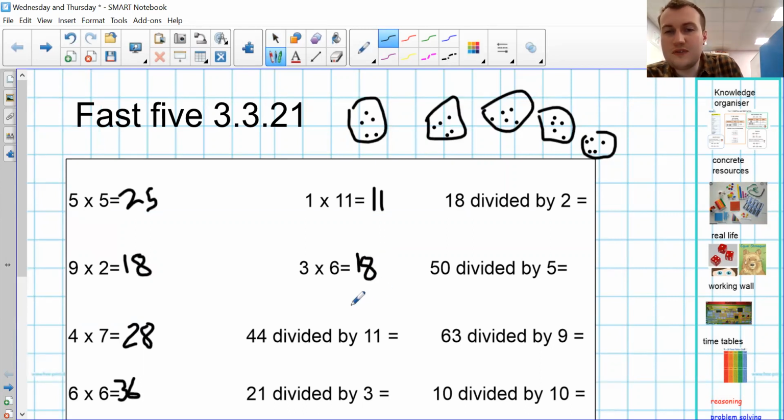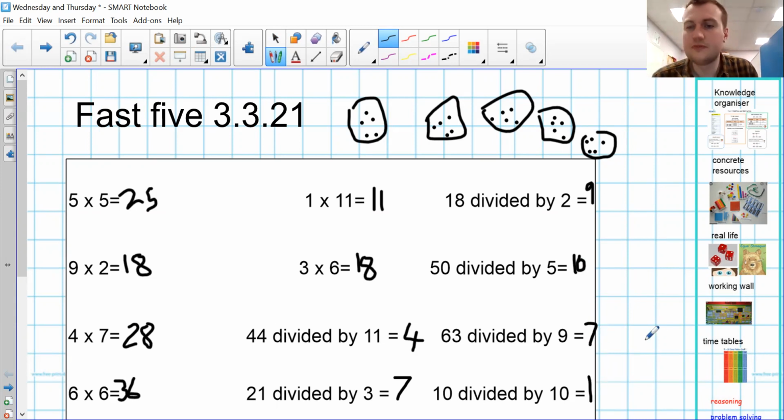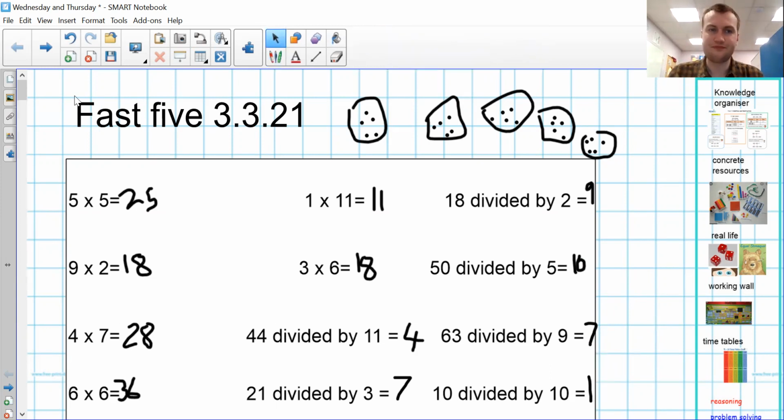Okay, now when we divide, it's different. Rather than putting the dots in every circle, we share across the circle. So here you would have drawn 11 circles and shared out 44 dots and got the answer, hopefully, of 4. Well, I don't know if that's what you got. 21 divided by 3, 7. 18 divided by 2, 9. 50 divided by 5 is 10. 63 divided by 9 is 7. And 10 divided by 10, when you divide something by itself, it has to equal 1. Okay, well done if you got those.